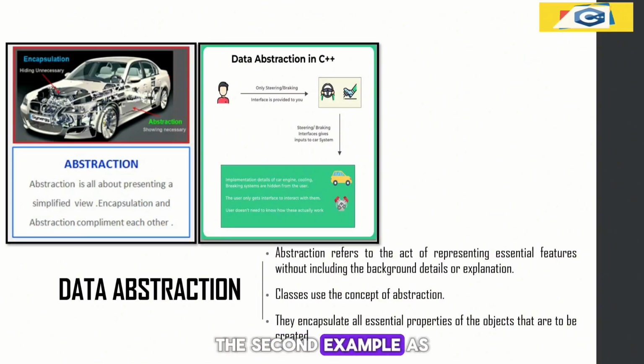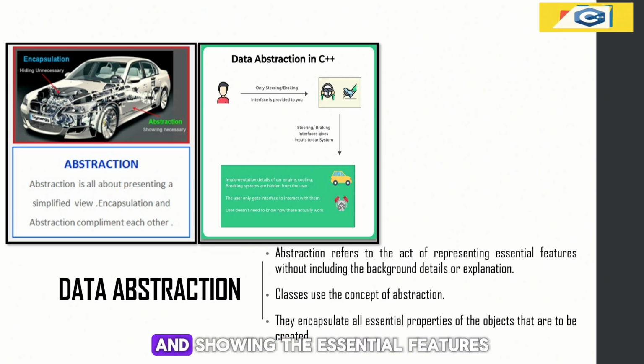The second example: we have a brake and an accelerator in a car. Those are the essential features, but how it is working, what is the mechanism behind it? As a driver, I will not be so interested to know all these things, right? So that's why it is in the background. So data abstraction is hiding the background details and showing the essential features.